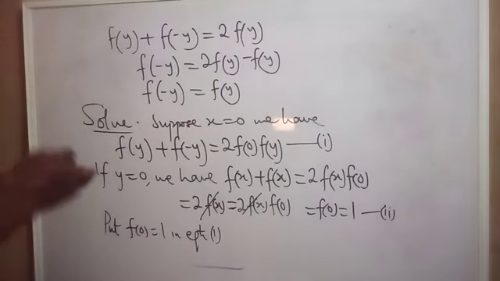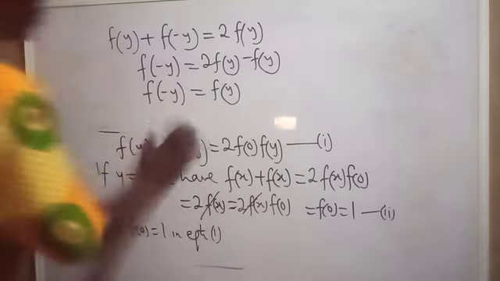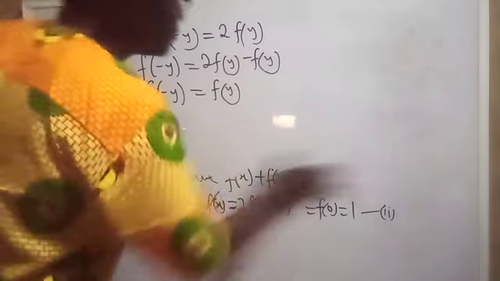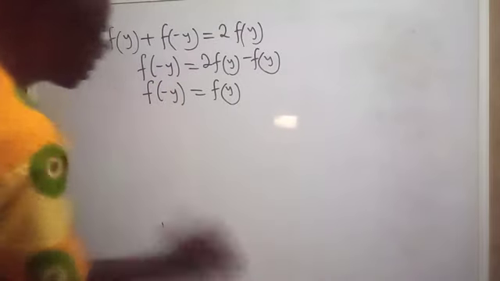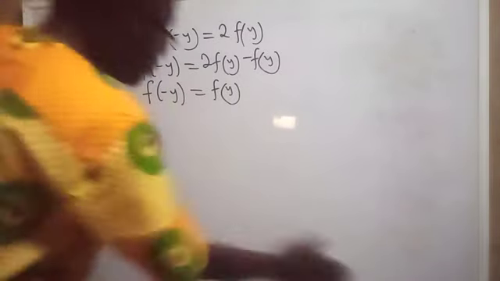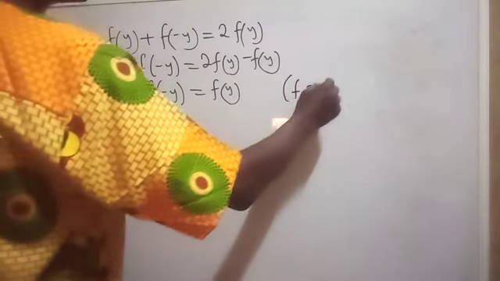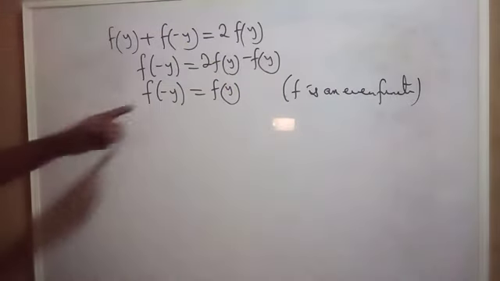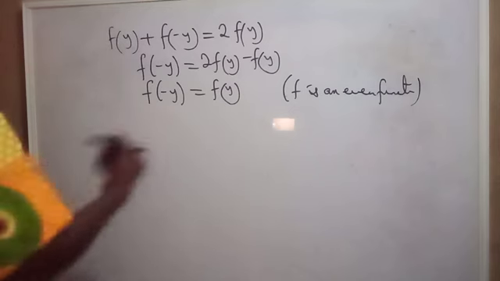Beautiful. With this, we are getting an idea of what kind of function this is. Anytime you have a negative argument of a function and the result is the same, then if you are familiar with types of functions, this means f is even. F is an even function. When you have negative y, it gives the same value as y.